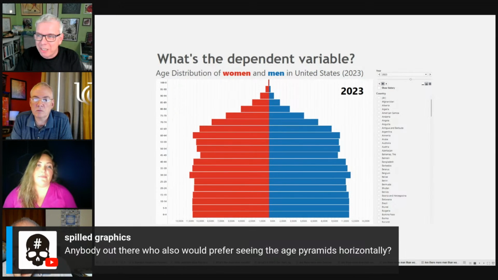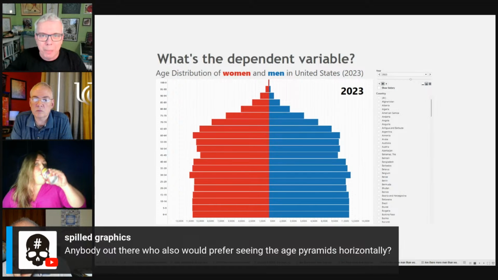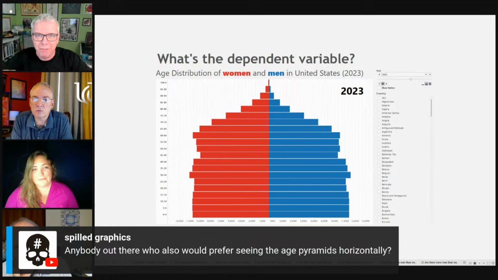Spill Graphics asked this comment. Well, should we not see them horizontally? So what are we taught in stats college? Which axis should the dependent variable go on? Steve? That would probably be on the x-axis, yeah.